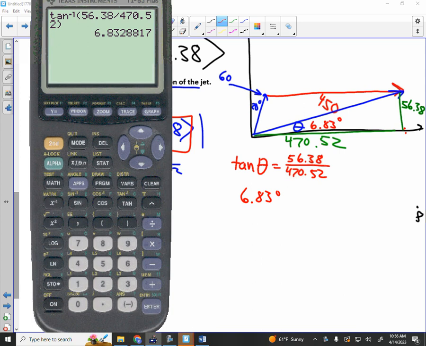So that is exactly my true direction, because we would say that we were traveling in the northeast direction. And how many degrees do we turn to the east? Not 6.83, but yeah, 83.17 degrees to the east. That's my true direction.